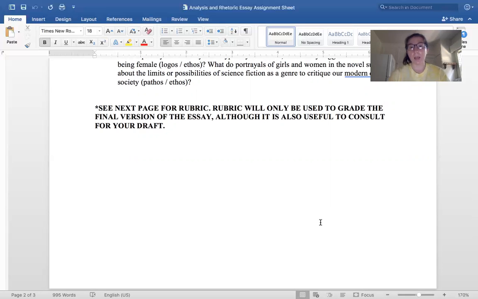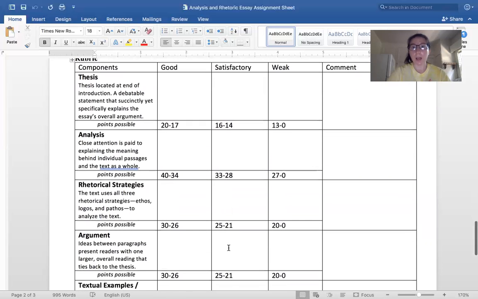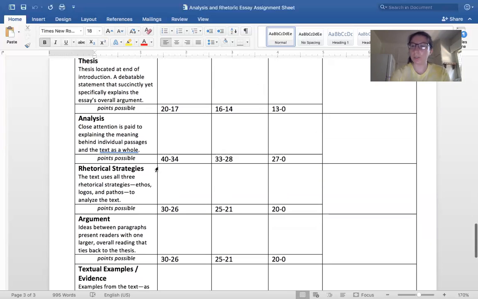And I will use this rubric on this page to go ahead and show whether you were good, satisfactory, or weak, and then I'll leave you guys a little comment. It's also useful whenever you're just planning out the draft version of your essay to consult this rubric so you know how to be prepared.